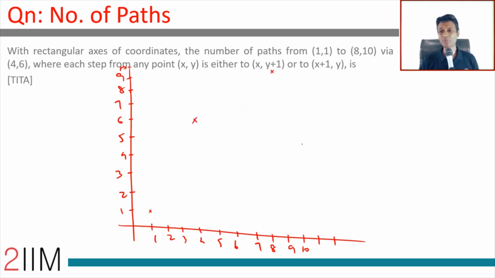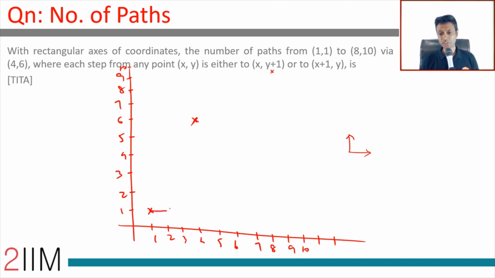Each step is from a point x comma y to either x comma y plus 1 or x plus 1 comma y. This is very simple. From any point, you can either take one step up along a line parallel to the y-axis or one step across parallel to the x-axis. You either increase the x coordinate by 1 or the y coordinate by 1. First, let us worry about going from 1 comma 1 to 4 comma 6. Then we'll worry about 4 comma 6 to 8 comma 10. By that time, our method should have been clearer.